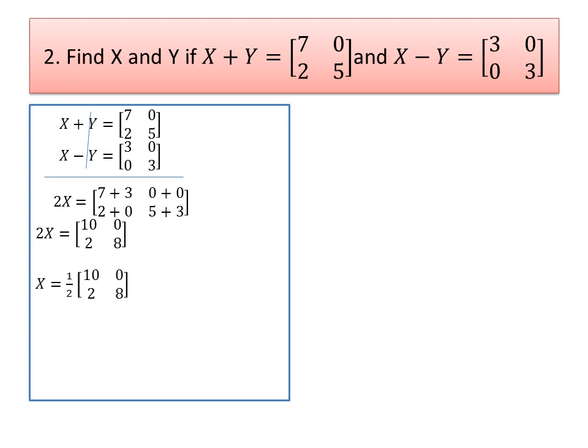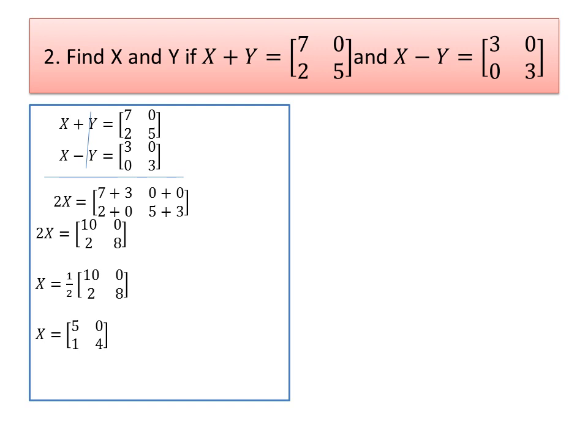Next, x is equal to 1 by 2 into [10, 0; 2, 8]. Multiply 1 by 2 into the matrix, and we will get x as 10 by 2 is 5, 0 by 2 is 0, 2 by 2 is 1, then 8 by 2 is 4. Now we have the unknown matrix x.